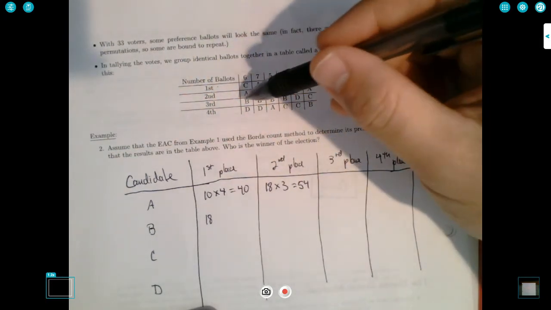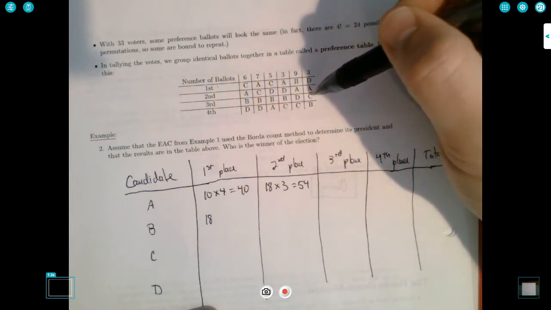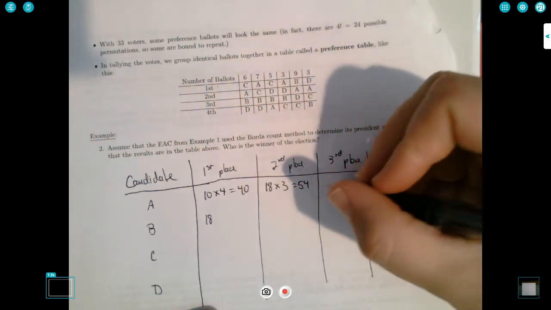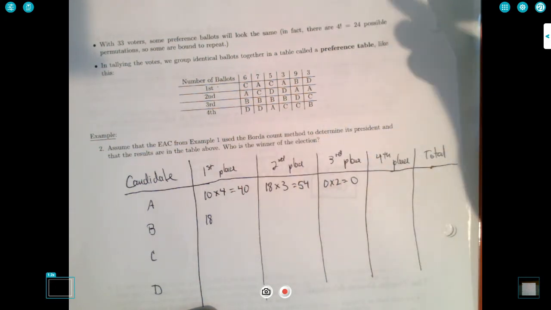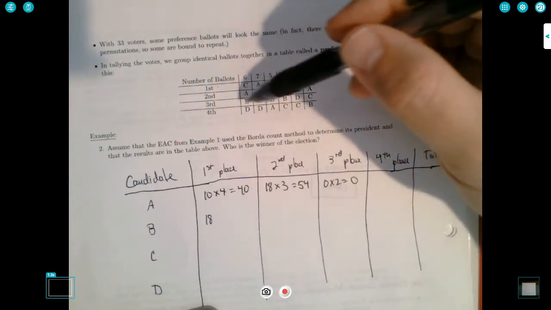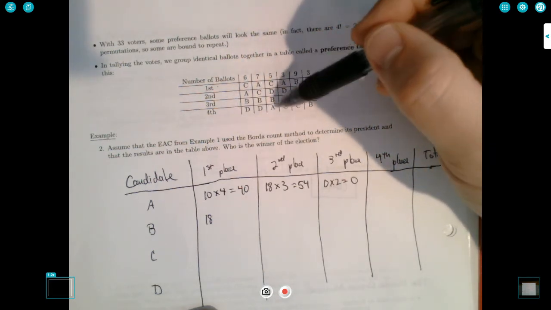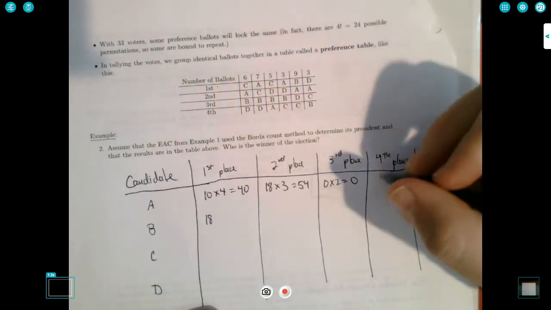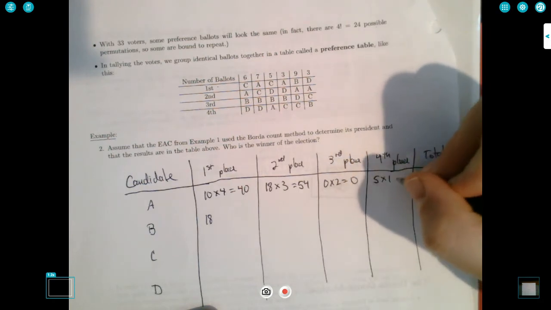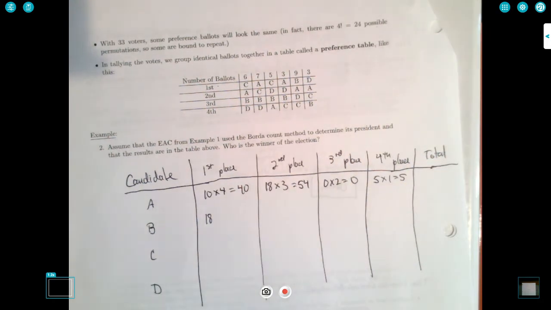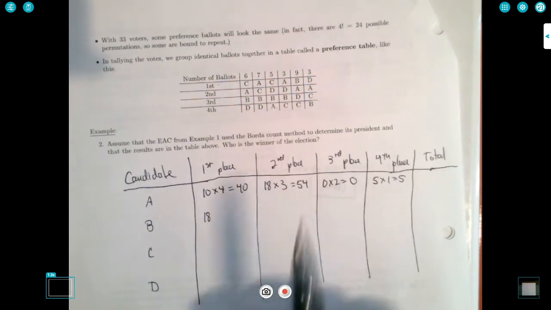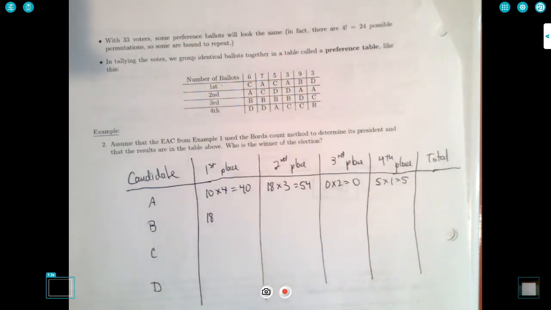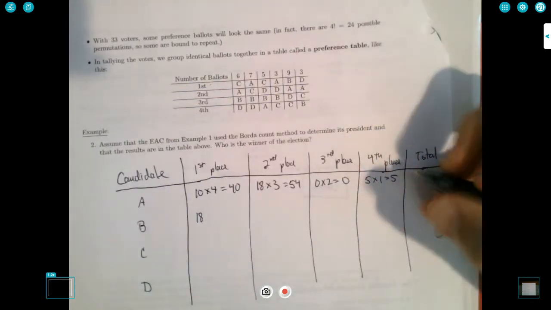For third place, let's see. She never won third place. So 0 times 2 is 0 points for her third place. And then for fourth place, she got fourth place 5 times. And each of those is worth 1 point. So her total number of points is going to be 40 plus 54 plus 0 plus 5. And that comes out to 99.